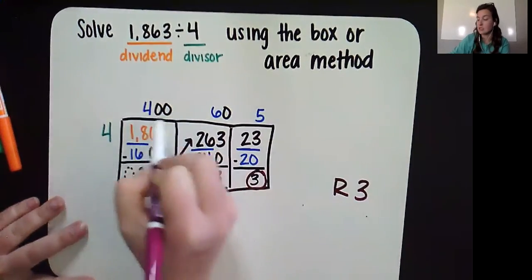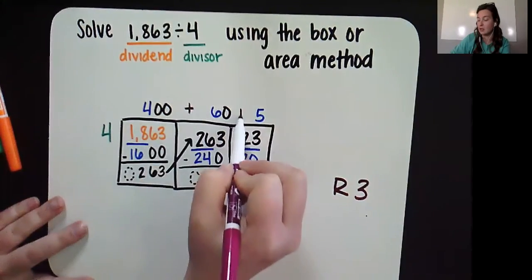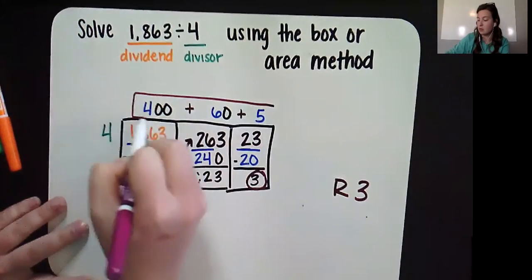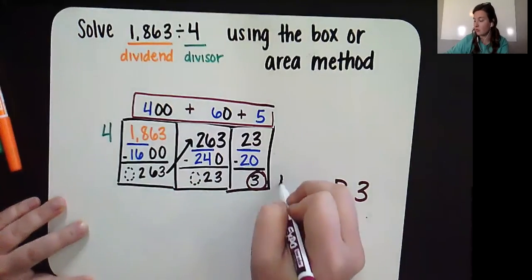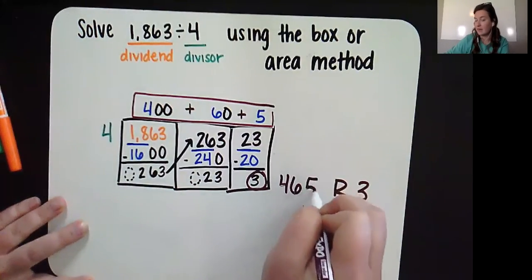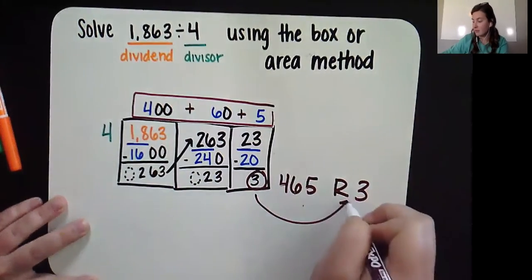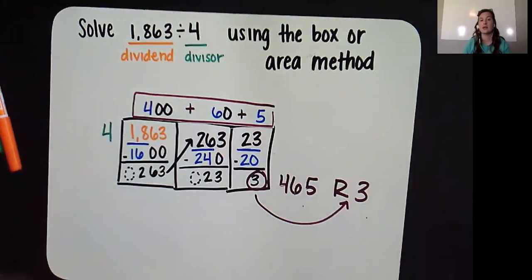To find the rest of my answer, I'm going to add the components up top. 400 plus 60 plus 5 give me 465. And then I've got my remainder 3. So 1,863 divided by 4 gives you a quotient of 465, remainder 3.